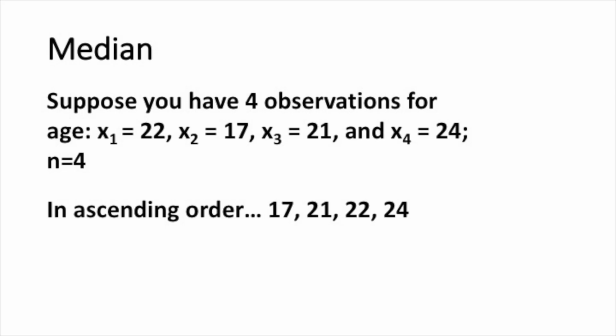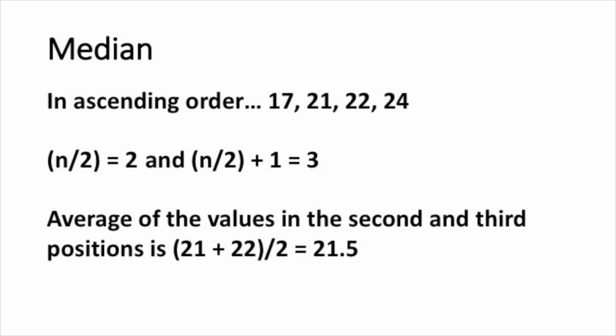So here's an example. Suppose you have a sample of 4 people with the following ages: 22, 17, 21, and 24. In ascending order, the values are 17, 21, 22, and 24. Since the sample size is an even number, we'll divide that sample size, which is 4, by 2. So we'll look at the second observation in ascending order, which is 21. We then go up to the next observation, which is 22. And the average of 21 and 22 is 21.5, which is the median.